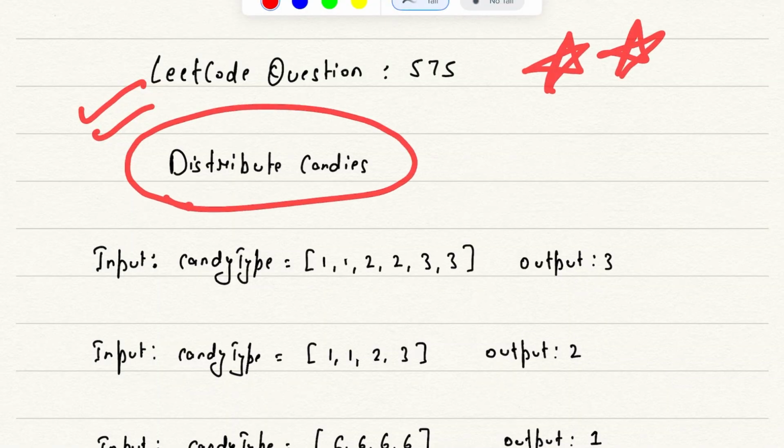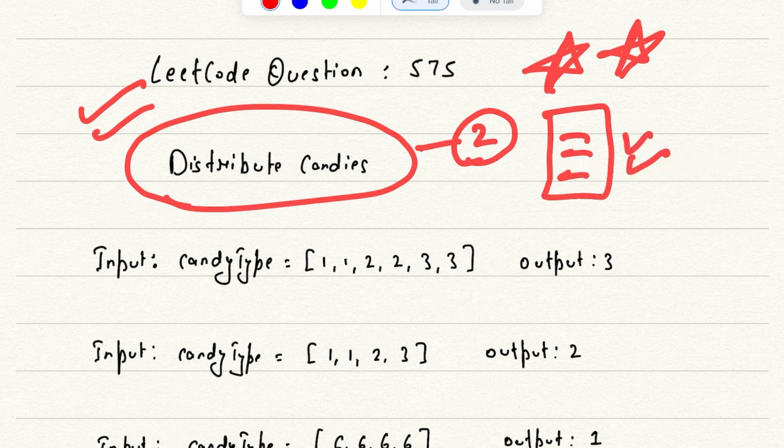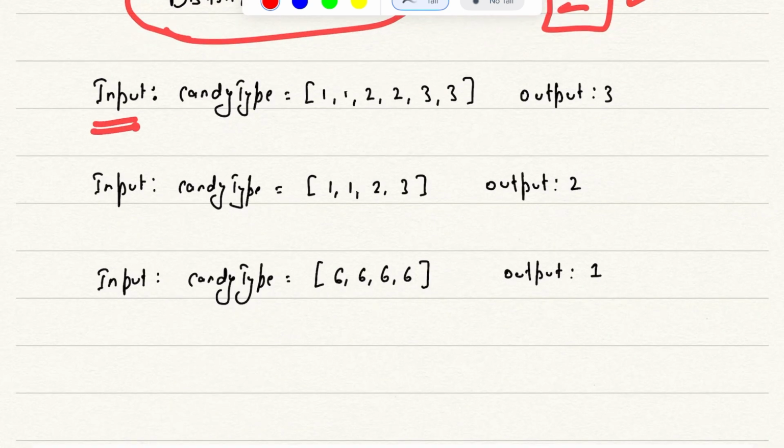And today we are going to solve this question, distribute candies. For this question, we will go through two different approaches. So make sure you stick around till the end with your pen and paper and let's get started. Now let's first understand what the question is saying.